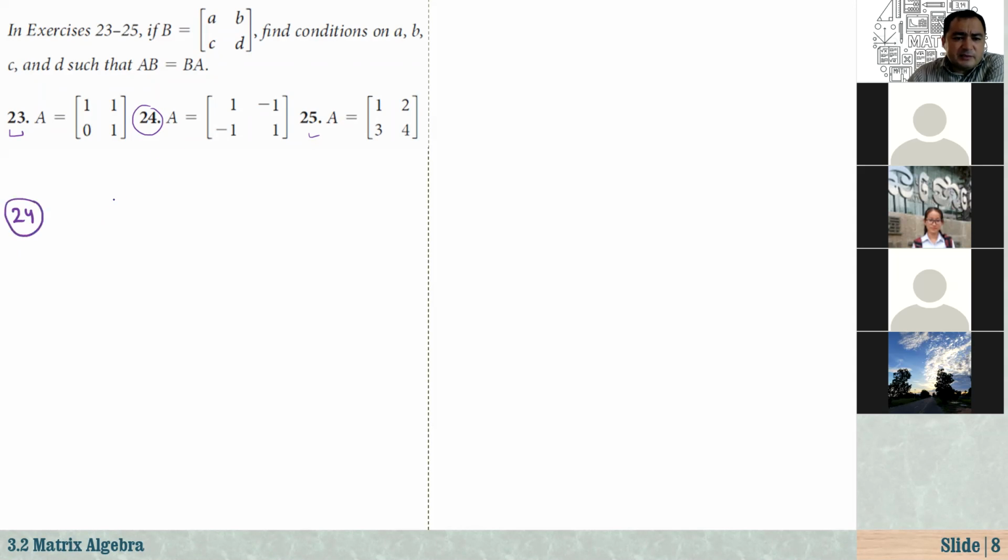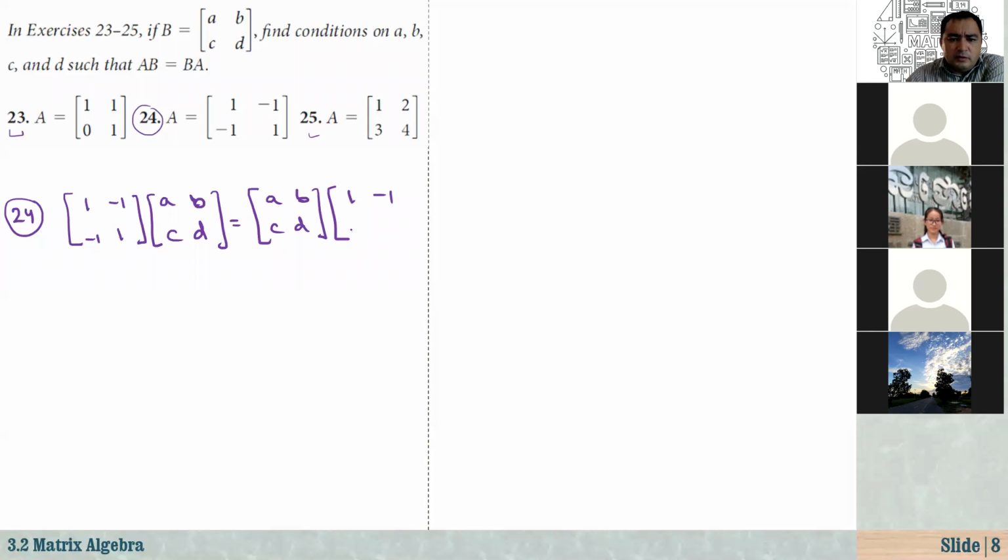It's 24. A times B. What is A times B? So A is here 1, negative 1, negative 1, 1. And how about matrix B? It is a, b, c, and d. Equals, how about BA? Here we have a, b, c, and d, and matrix A, 1, negative 1, negative 1, 1, right? So actually, with what matrix does this A commute with? Okay, that's the question here. So that means that not for every matrix does A times B equal B times A. Under certain conditions, then this AB equals BA.